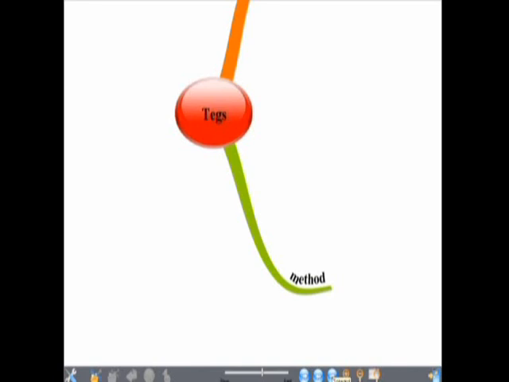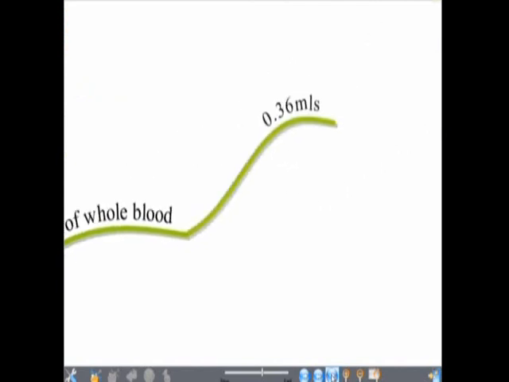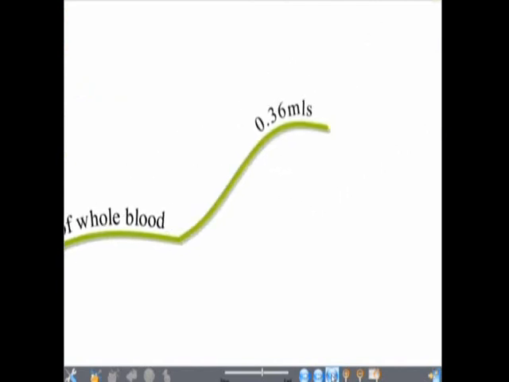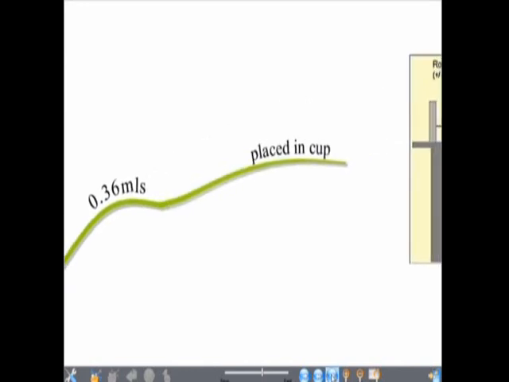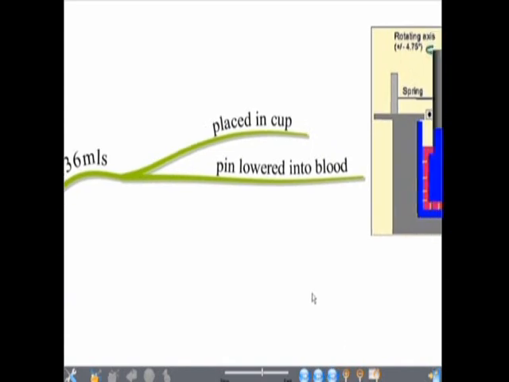I think I've just explained that actually. A sample of whole blood is taken from the patient. That's 0.36 mils to be exact. It's placed in a cup. The pin is lowered into the blood, as we were saying before.